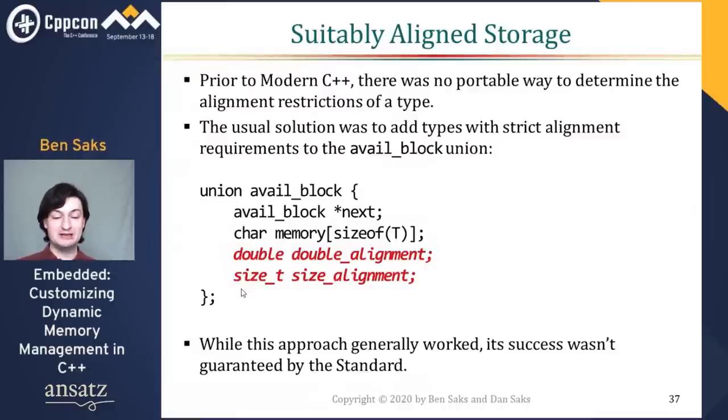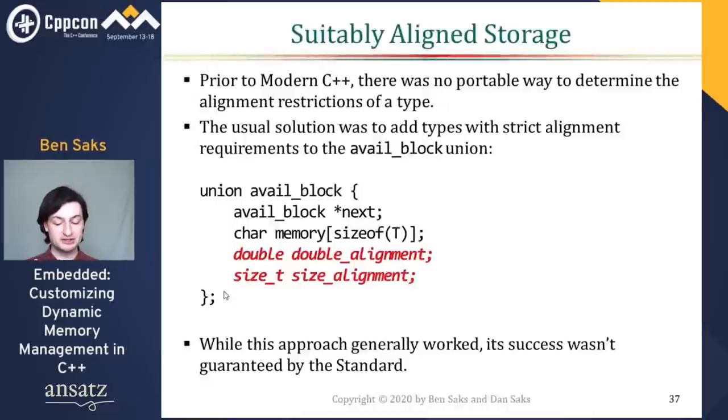It might be that there's some type in your system that has a more restrictive alignment than a double, maybe a long double, for example, in which case this block would not necessarily be aligned in such a way that you could allocate a long double safely. So this would work. Often, for most of the objects that you would allocate, this approach of including extra types in the union would generally work, but it wasn't guaranteed.